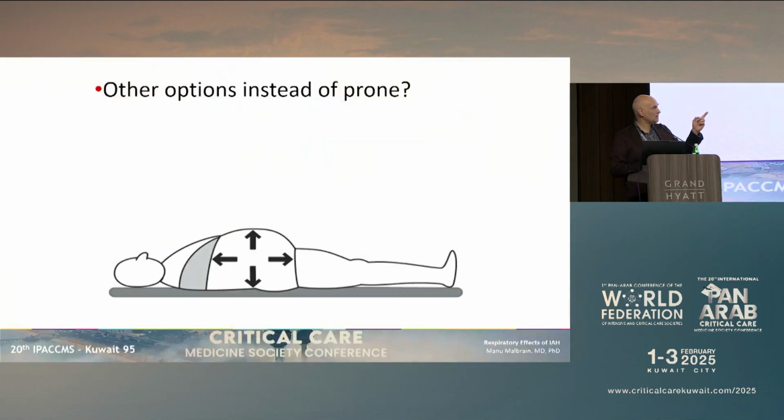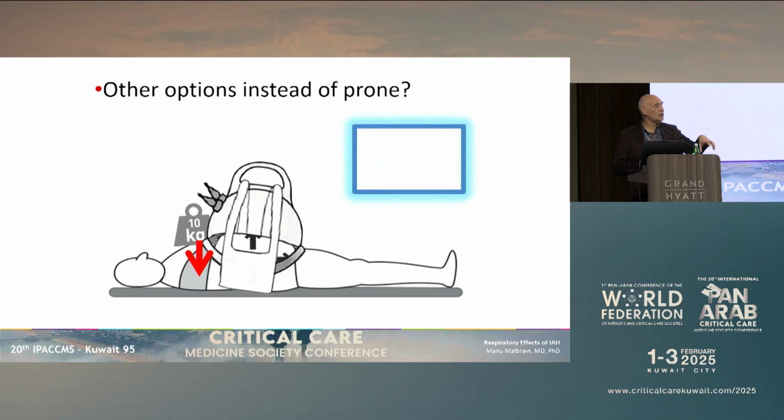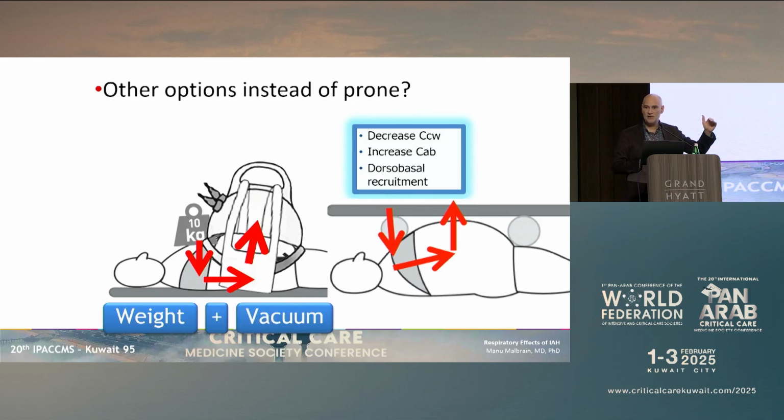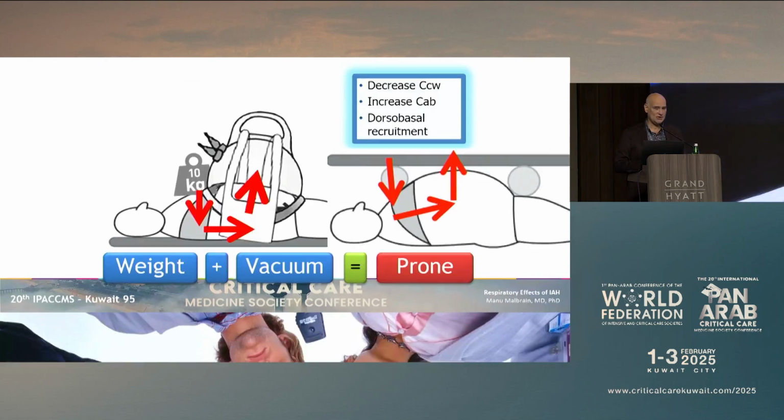If you put a weight on the chest, you decrease chest wall compliance. You could also think of putting a shell to get a negative pressure on the abdomen. So you decrease chest wall compliance, you increase abdominal compliance, you get dorsobasal recruitment. And if you look at prone positioning with the abdomen hanging free and you turn the patient upside down, the weight plus a vacuum will have the same effect and maybe less cumbersome for patients.